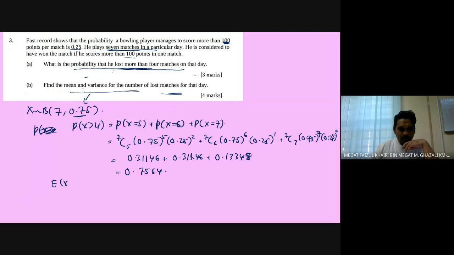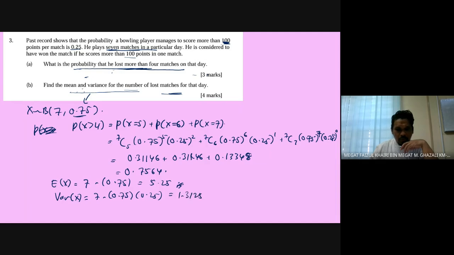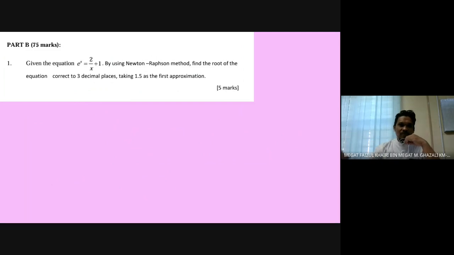Find the mean and variance for the number of lost matches for the day. So expected value of x for this one here is 7 matches times 0.75. The average number of games he loses is 5.25, and then variance of x equal to 7 times 0.75 times 0.25 equal to 1.3125. The variance there. Okay, so we finish all the questions from section A. Then we go to the first question of section B.